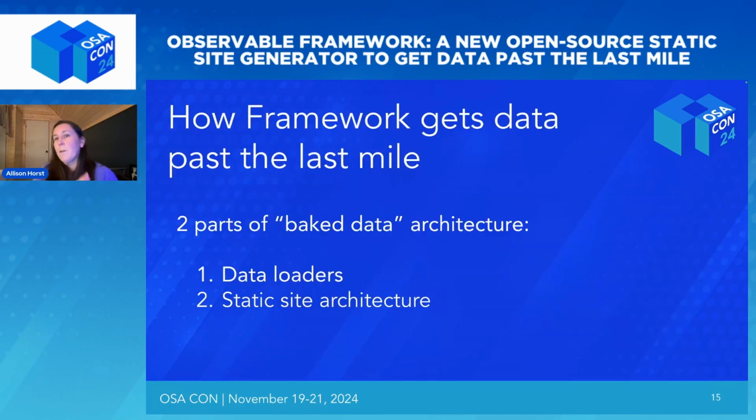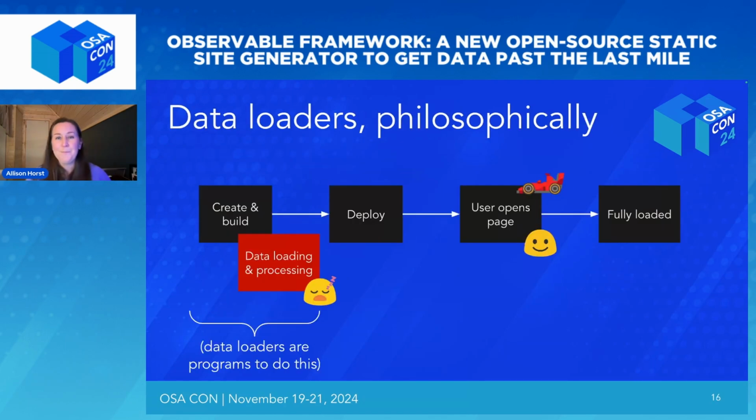All right, so that's a little introduction to what Framework is. But now I really want to focus on how it actually gets your data past the last mile. There are really two parts to this, which combine into that baked data architecture that I mentioned. Baked data, meaning that everything is run, built, and packaged together before you ship it to end users, not baked data as in manufactured data. So those two parts that I'm going to focus on are data loaders, which is where I'm going to spend most of the time today, and our static site architecture. I want to start with a philosophical introduction for data loaders, and then I'm going to get into technically what they are and how they work.